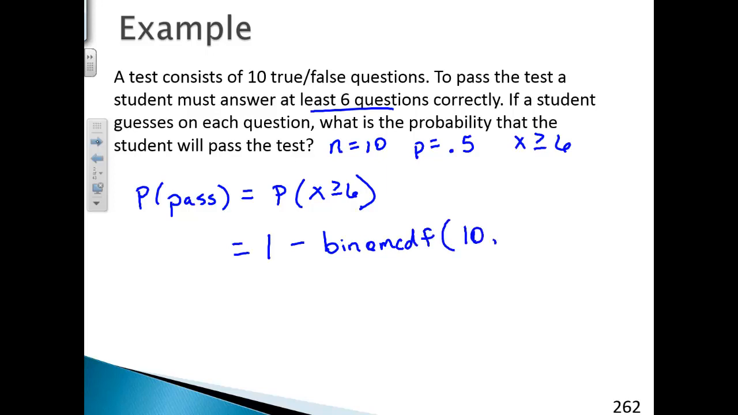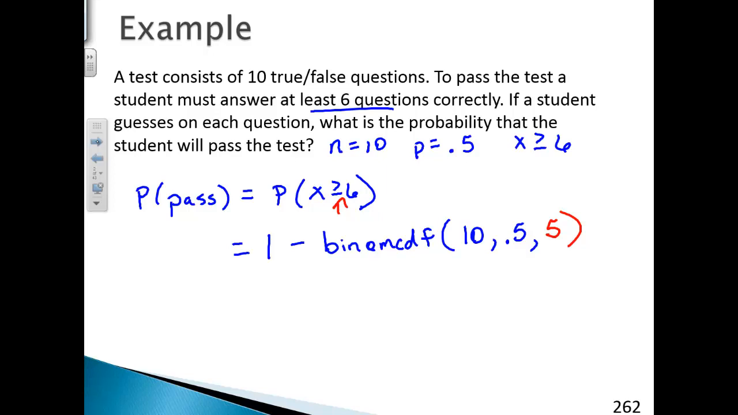number of trials, 10, probability is 0.5, and then since we want 6 to be included, and I know that we want 6 included because 6 is part of our inequality because of the equal sign. We want it to be included in our final answer. We don't want it to be included in this binom CDF. We want anything less than that to be subtracted out. So 10, 0.5, and then we're going to stop at 5.